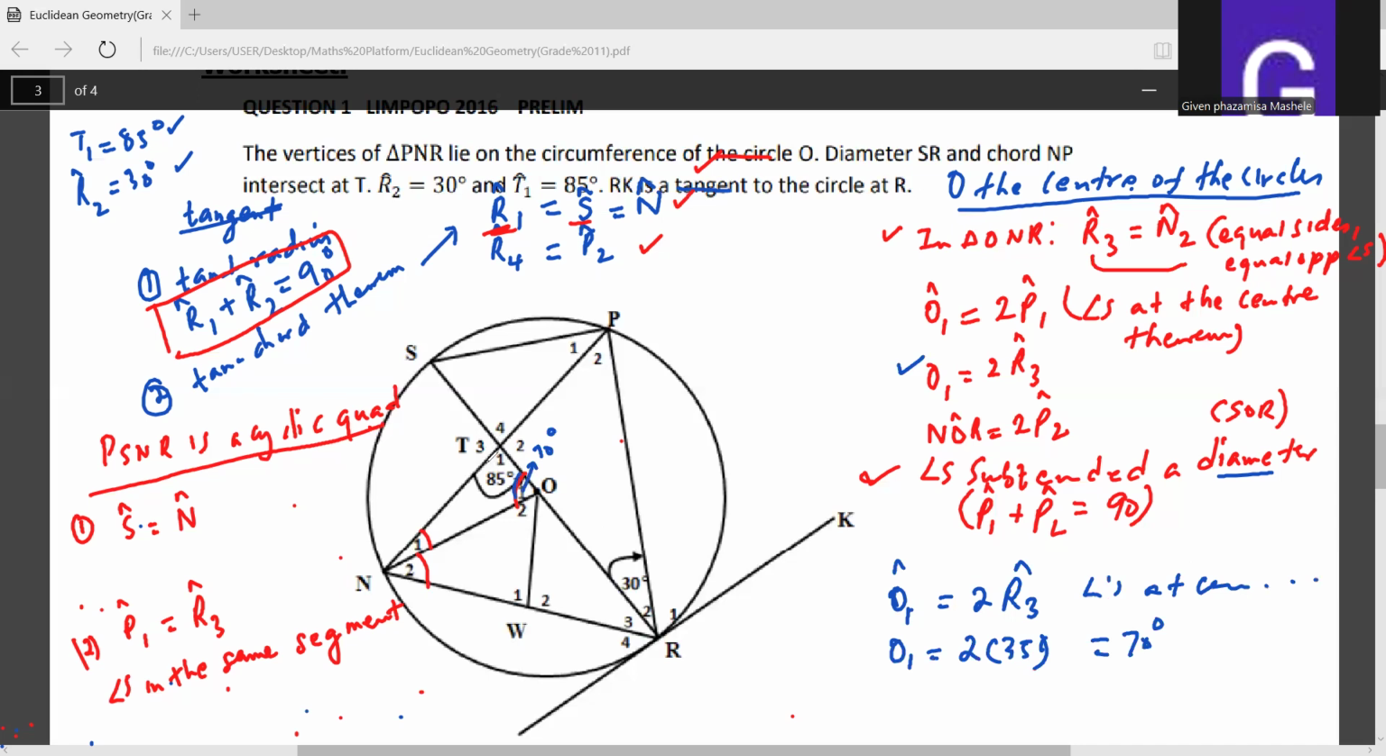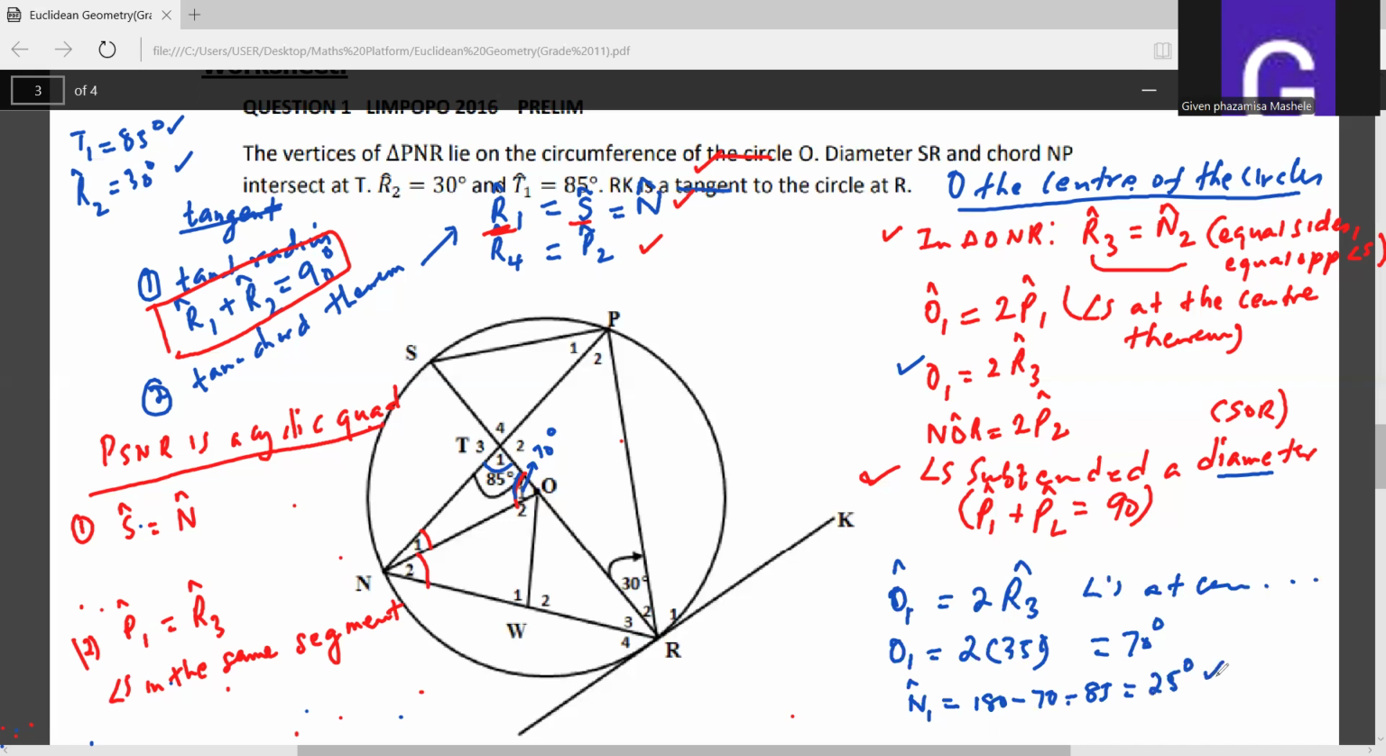And since we know T1 is 85, we can get N1 by saying, remember, N1 plus T1 plus O1 must add up to 180. So N1 equals 180 minus 70 minus 85. That will give us the size of N1. The reason is that the sum of angles in a triangle add up to 180. I believe you are following. So which will give us 25 degrees.